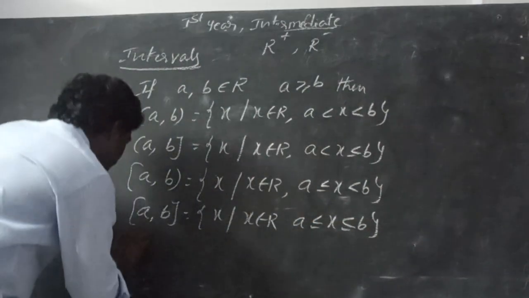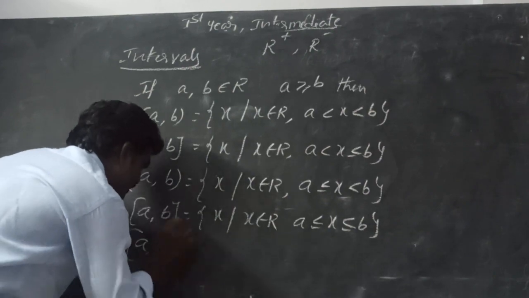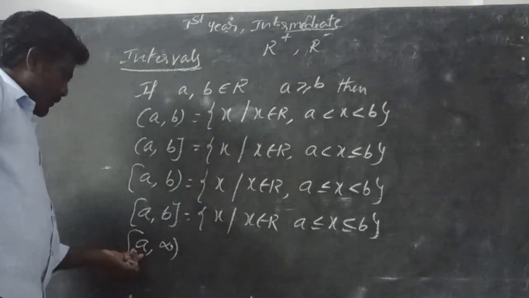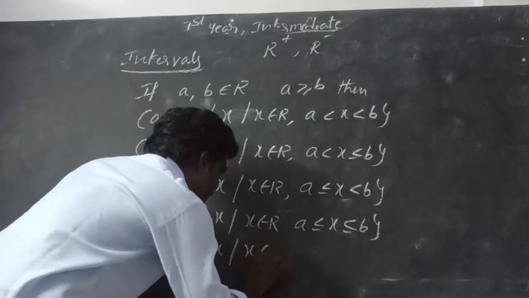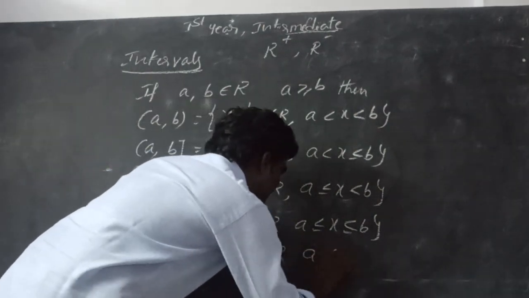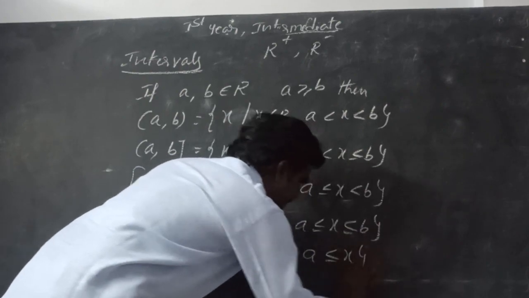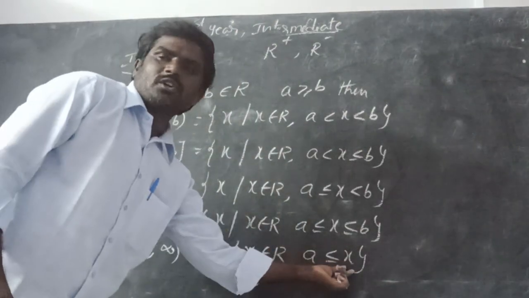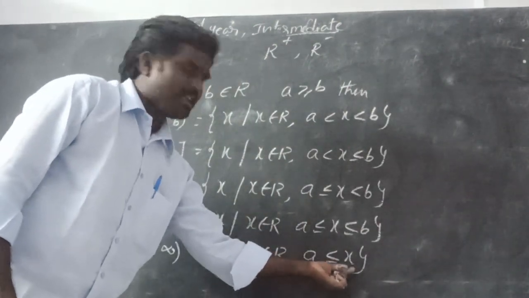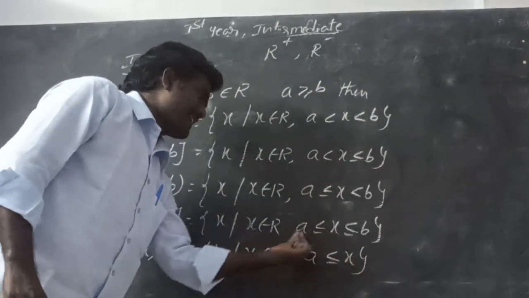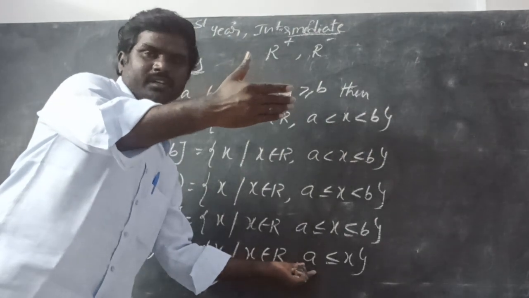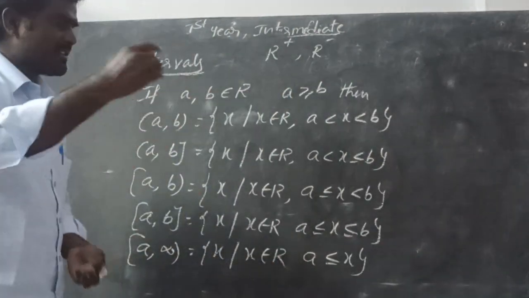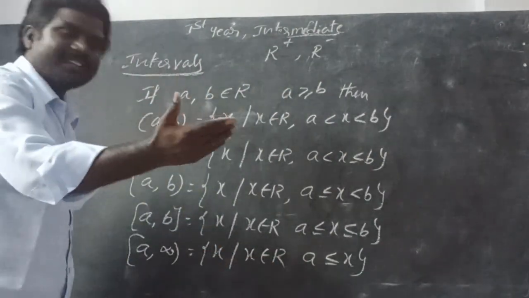Next, closed interval A infinity: x such that x belongs to R, A less than or equal to x. That means x is greater than or equal to A, x is equal to A and greater than A. Here, greater than A means real numbers, so we can go up to infinity.